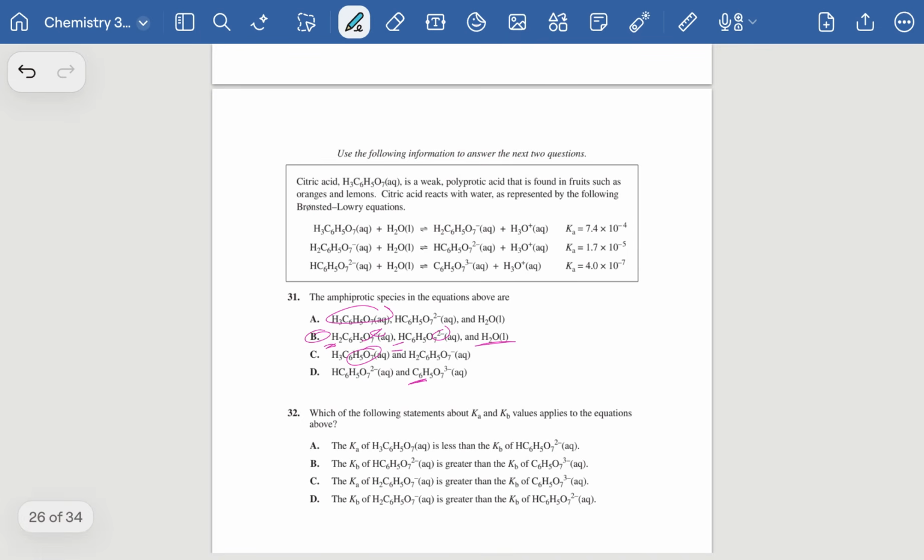And then asking when you have Kas and Kb values applied to the equation above, what is happening. So we have our Kas and asking if it's less or greater than. Knowing for your Kb that this one on the bottom, because this is in order, would have your largest Kb. So it's kind of opposite. This would be your strongest Kb, this would be your weakest Kb, and this would be in the middle. You could actually go and calculate those Kbs and compare.